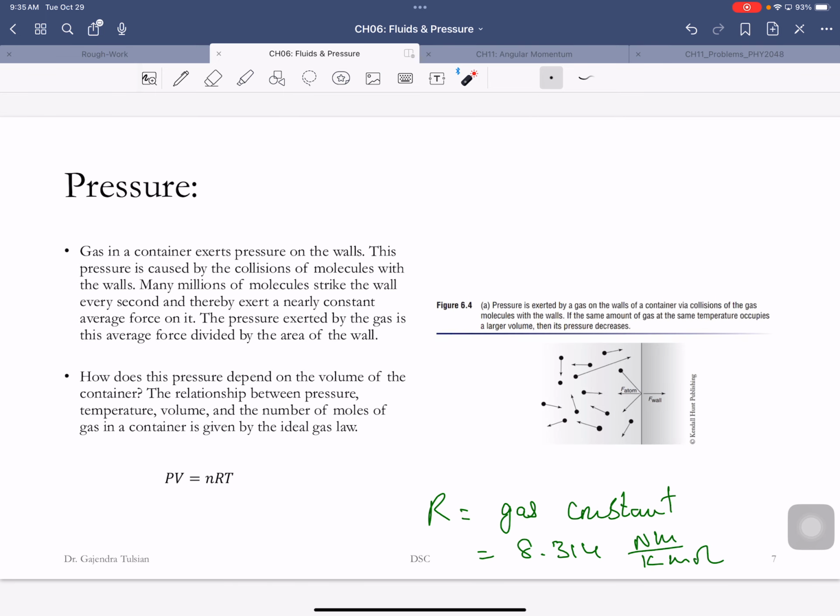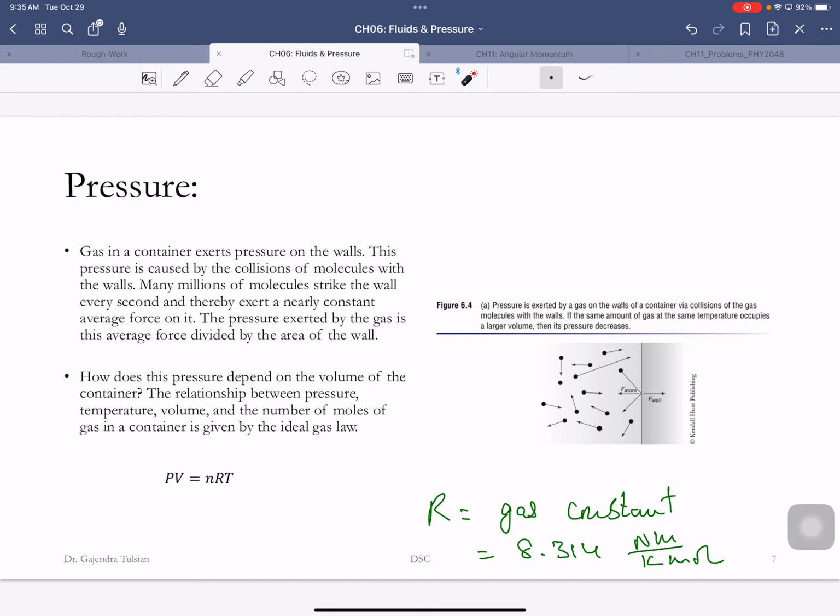Atmospheric pressure arises because of air molecules bouncing off. There are billions and billions of molecules bouncing off every second. And so these air molecules bouncing off are exerting a pressure on the wall. And the force that the air molecules exert on the walls is 15 pounds per square inch. That's atmospheric pressure. Okay?